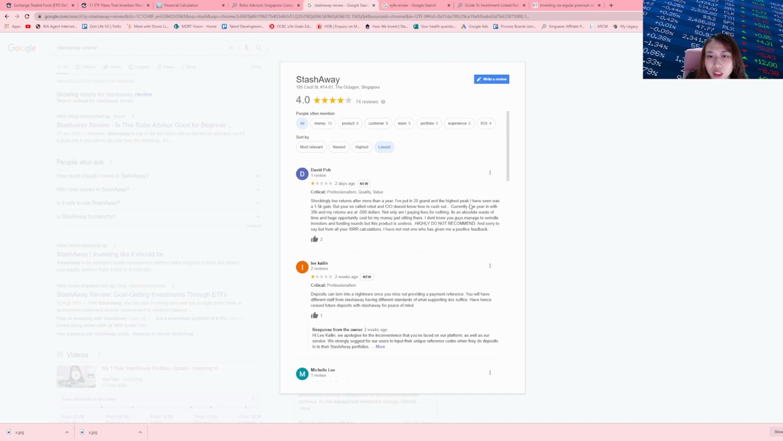So he put in 20k, right? But the highest peak he saw is a 1.5k gain. Actually, 1.5k gain is good. Oh, so he said the robot didn't cash out. But he also put in 10k more apparently. Then his return is at negative 500.